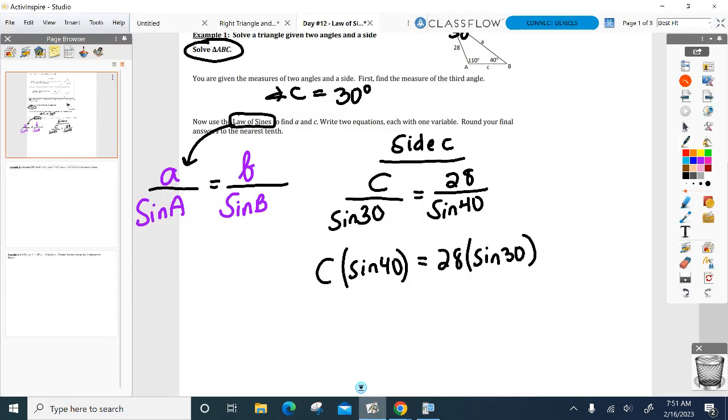Divide by sine 40. Sine 40, good. And now I type all that into my fraction template on my calculator. Round your final answers to the nearest tenth.